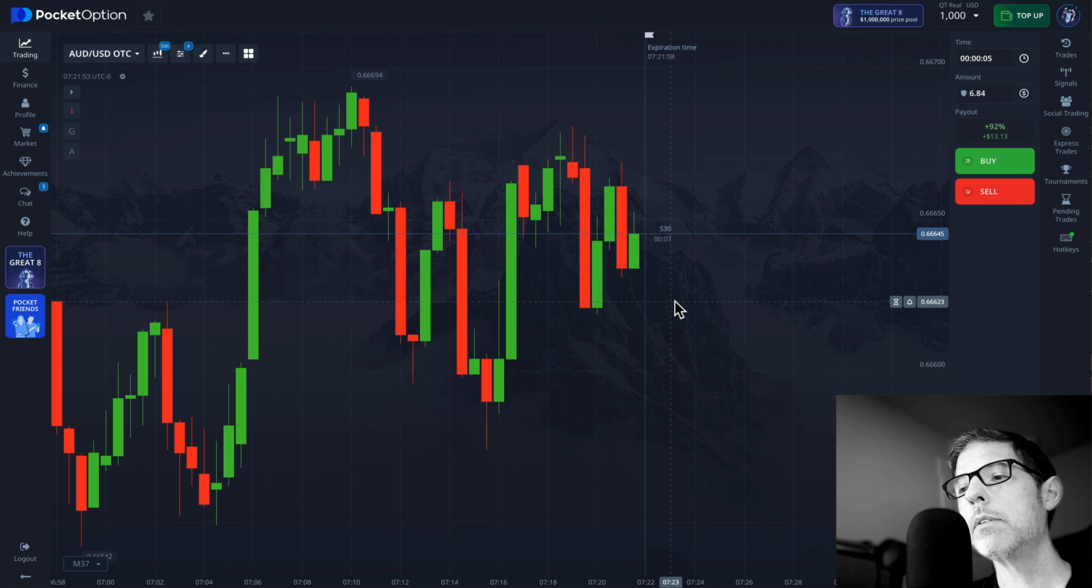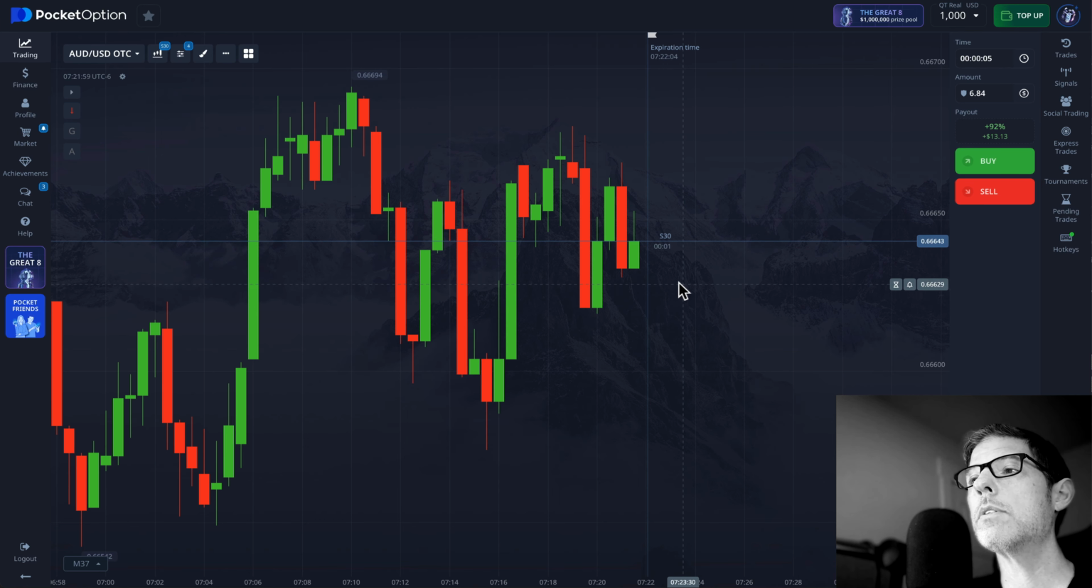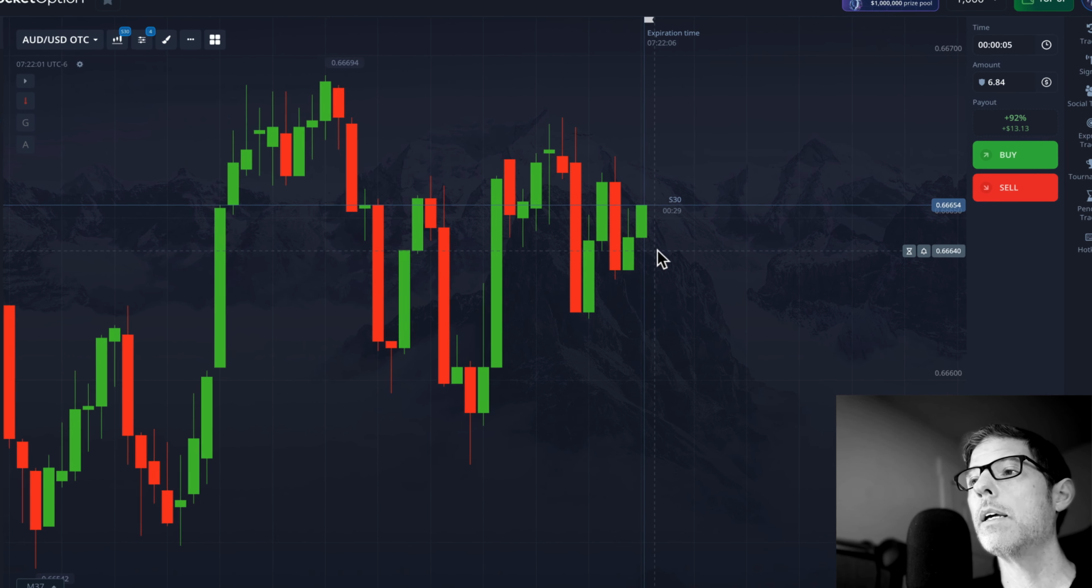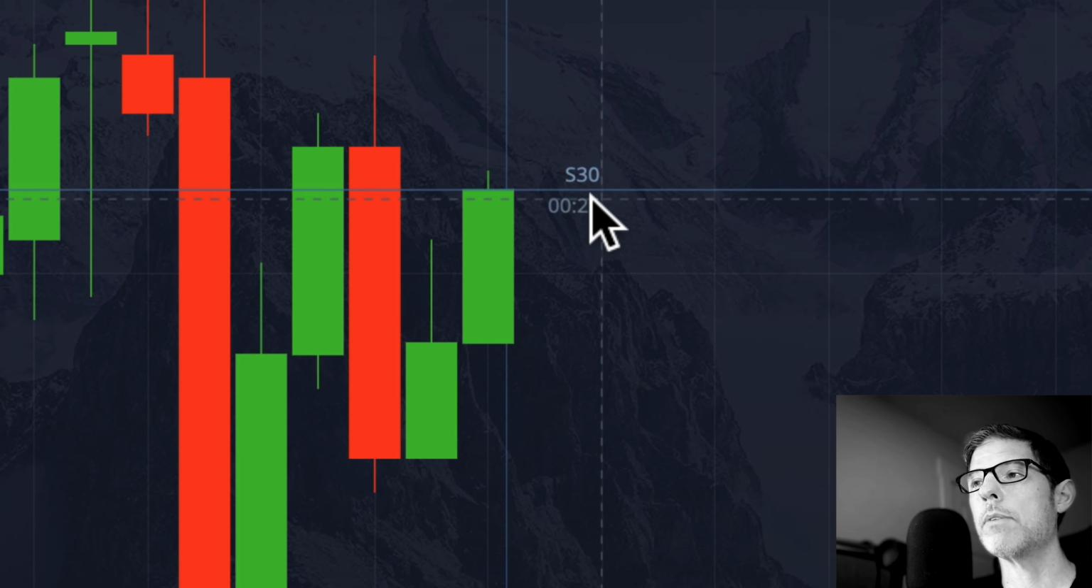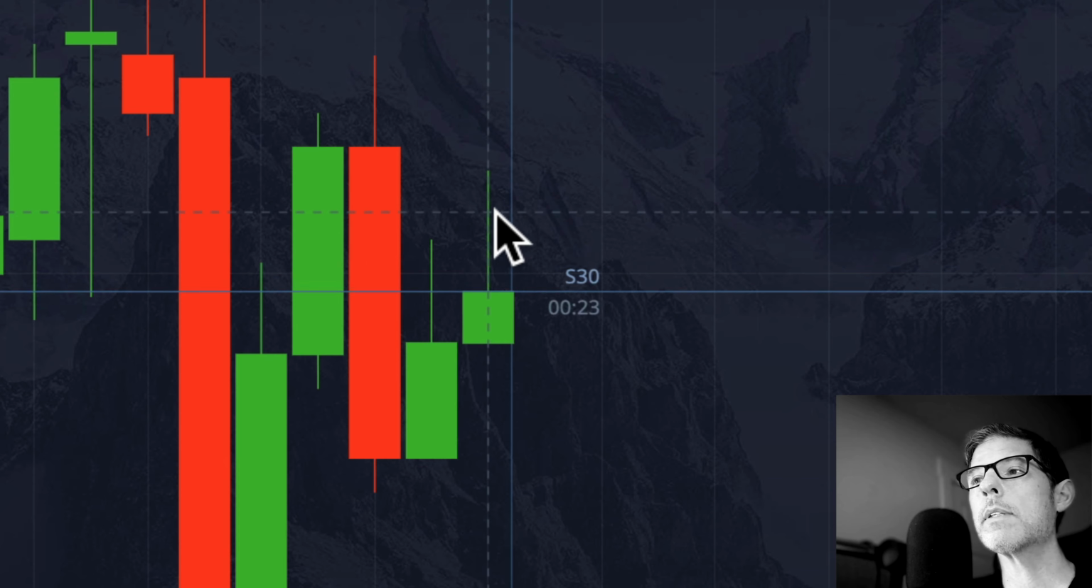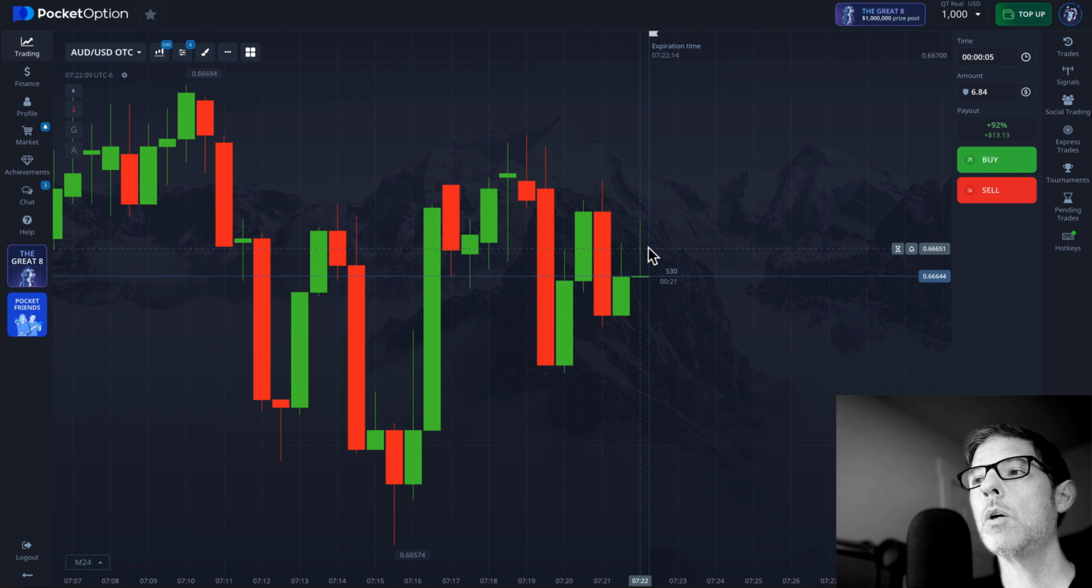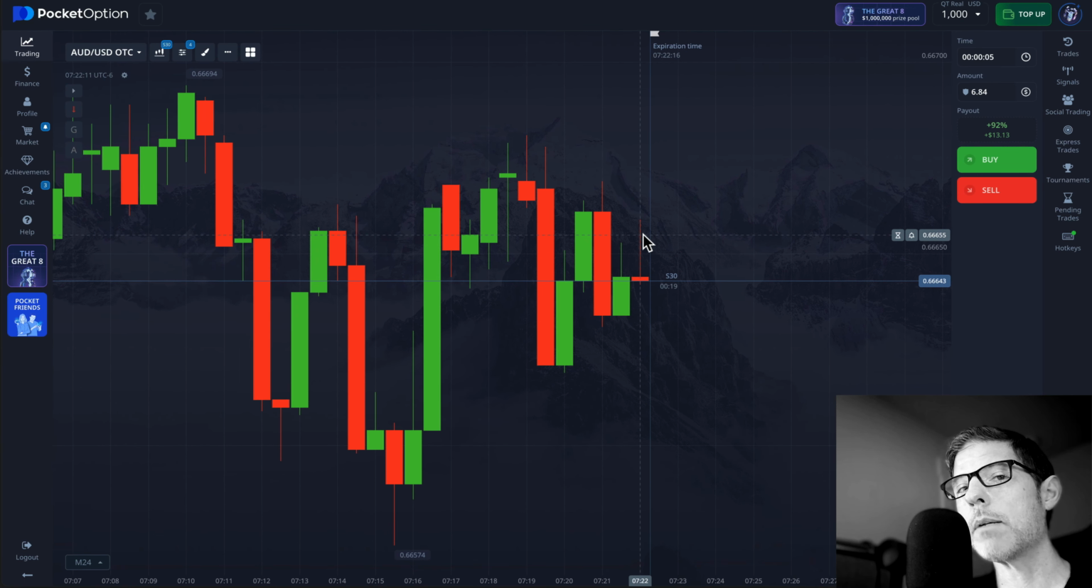So for an example, you're at 30 seconds, 29, 28, 27, 26. And as soon as you see that 25-second mark, here's an example, 28, 27, 26, 25. Look at that. What's the color of the candle when it reaches the 25-second mark? Is it green? If it is, you take a buy. If it's red, you take a sell.